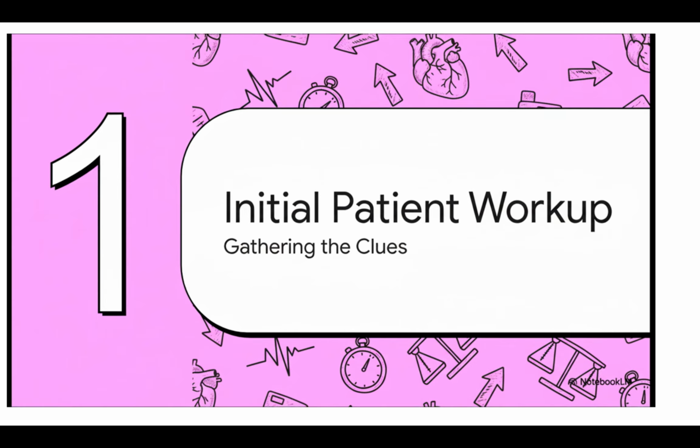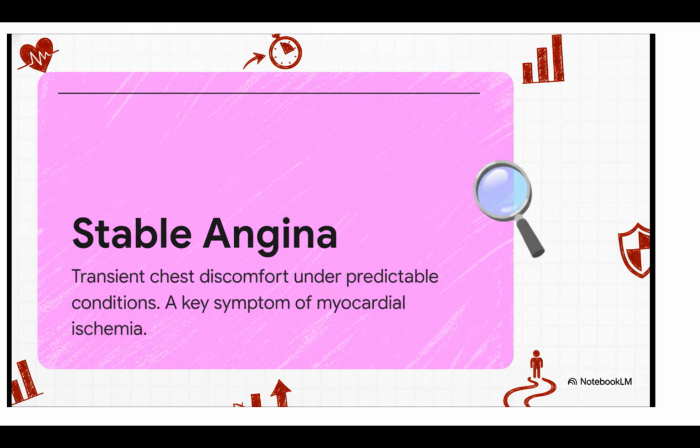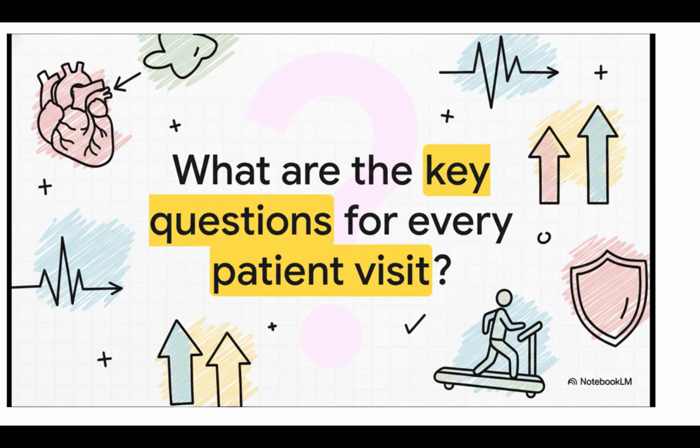In this initial workup, we're basically detectives, gathering those first crucial clues about what's really going on with our patient. The classic symptom, the one you'll see all the time, is stable angina. And let's be clear, this isn't just any chest pain. It has a specific pattern. It's this temporary discomfort that pops up with a predictable trigger, like walking up a steep hill, and then it goes away with rest. That pattern is the classic calling card of myocardial ischemia, where the heart muscle just isn't getting enough blood flow. To really understand what's going on, a good patient history is everything.